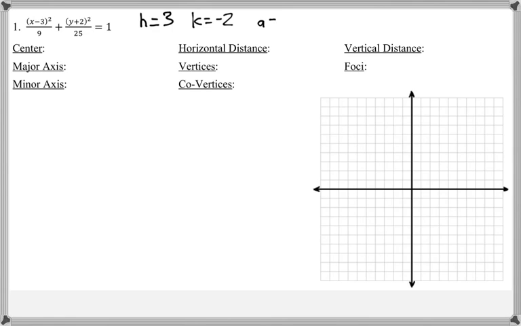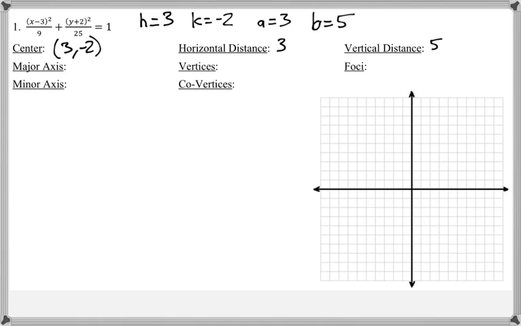And my a is equal to 3 because 3 squared is 9. And my b is equal to 5 because 5 squared is 25. So my center is (3, -2). The horizontal distance is 3, and the vertical distance is 5. So I'm going to graph this.